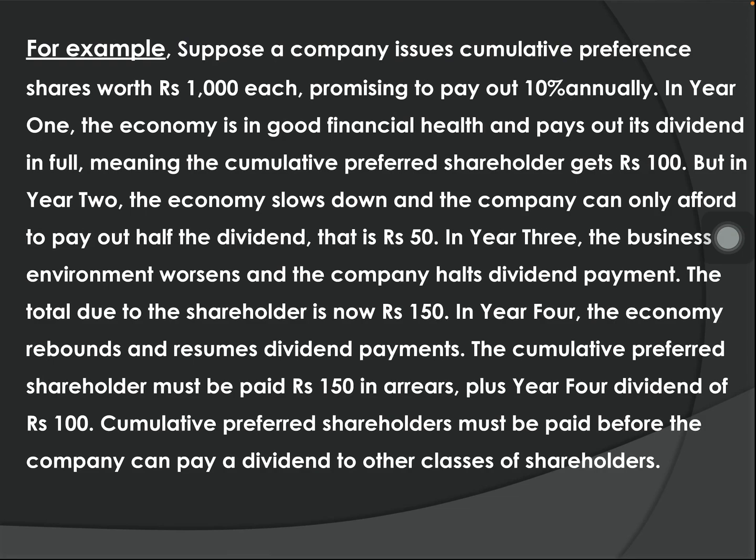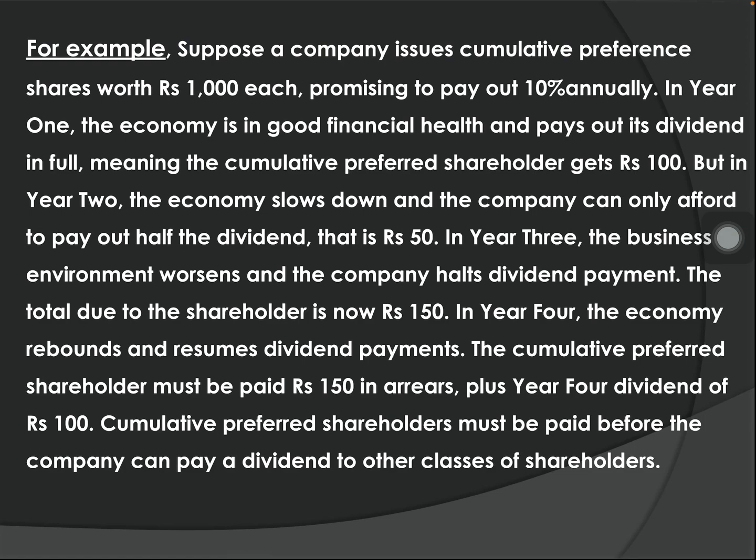Suppose a company issues cumulative preference shares worth rupees 1000 each, promising to pay 10% annually. In the first year, the company is in good financial health and pays out the dividend in full, meaning the cumulative preferred shareholder gets rupees 100. But in the second year, the economy slows down and the company can only afford to pay half of the dividend, that is rupees 50. In the third year, the business environment worsens and the company halts dividend payment. The total due to the shareholder is now 150. In the fourth year, the economy rebounds and the company resumes dividend payment. The cumulative preferred shareholders must be paid rupees 150 in arrears plus the fourth year dividend of rupees 100. They must be paid before the company can pay a dividend to other classes of shareholders.